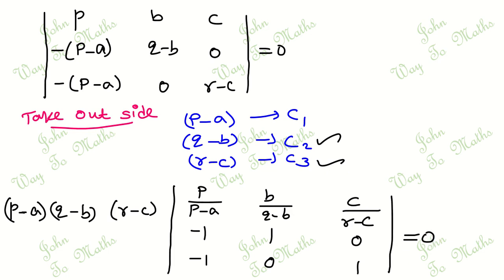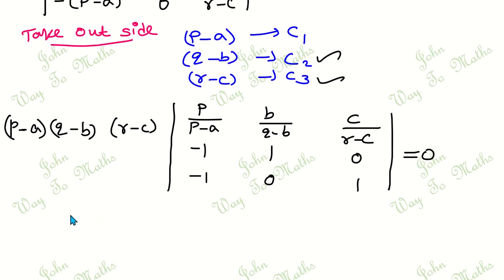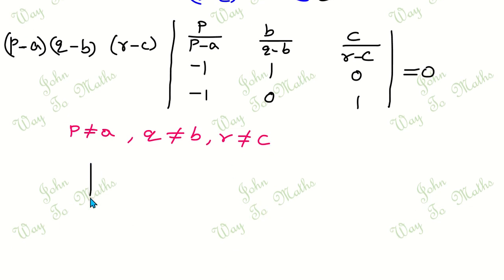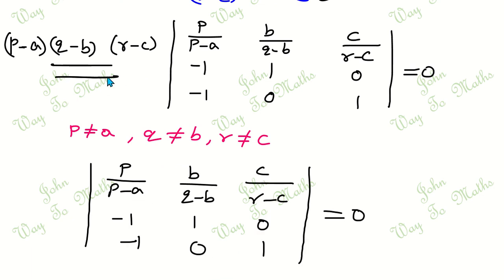Since p is not equal to a, otherwise the entire term would become 0. a minus a is 0, so the entire term would become 0. So p is not equal to a. Then q is also not equal to b. Then r is not equal to c. Then the determinant becomes p by p minus a, because if the three factor terms are moved to the right side, we get 0.